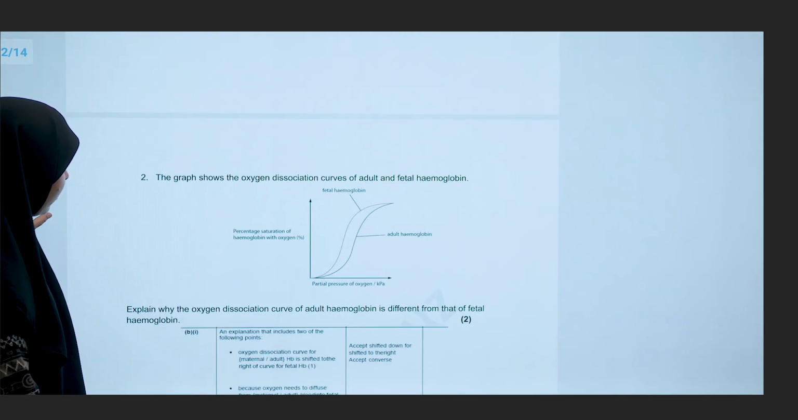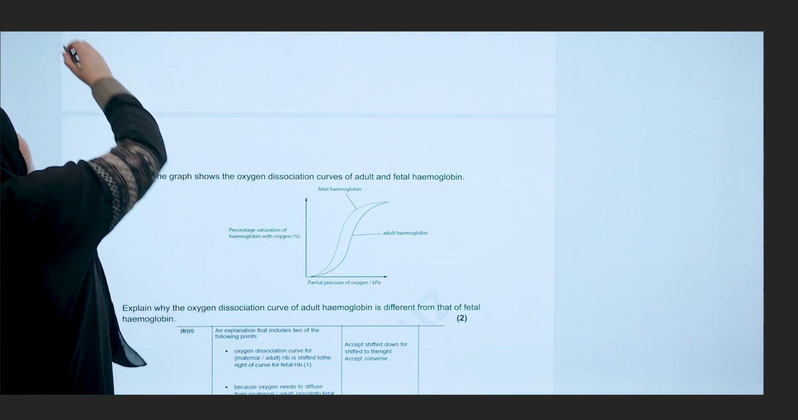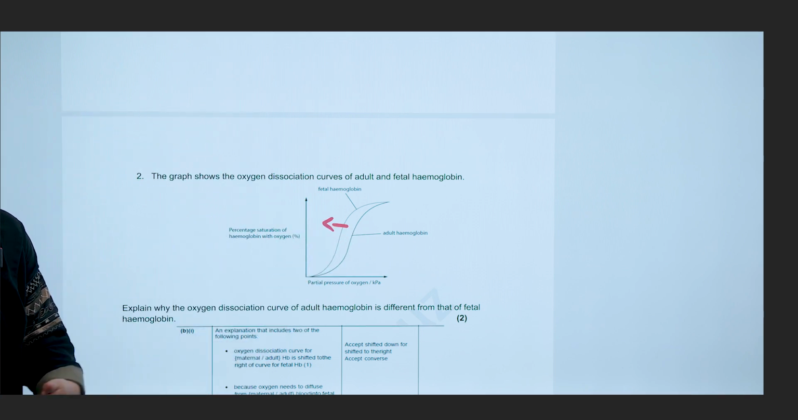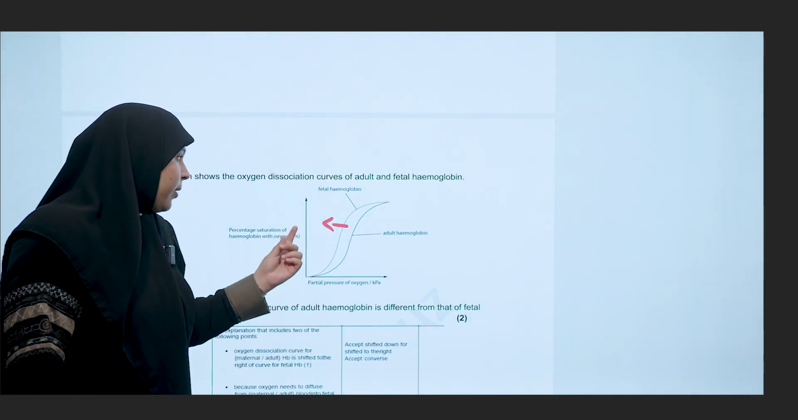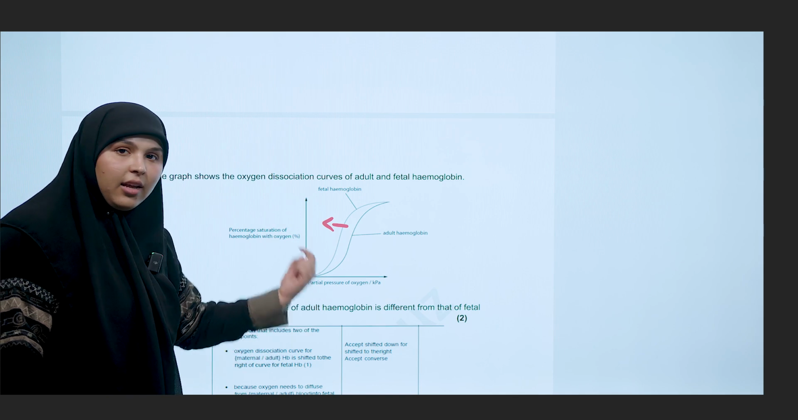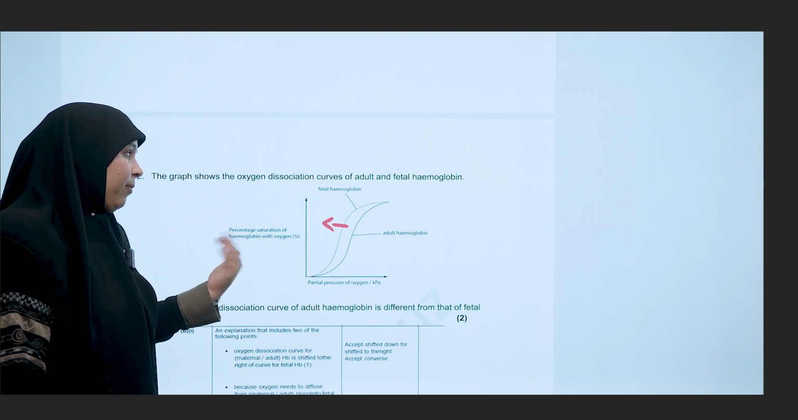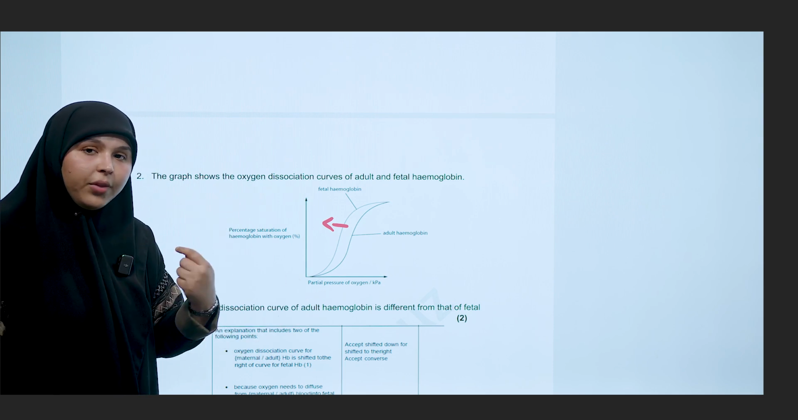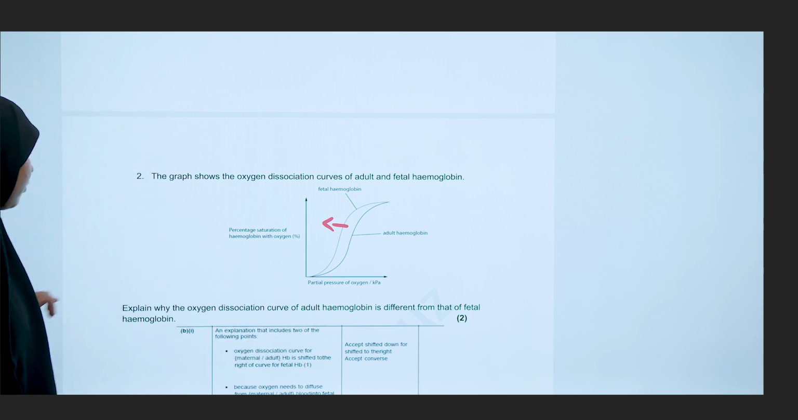So let's go over the second question. The graph shows the oxygen dissociation curves of adult and fetal hemoglobin. As you can see here again, number 1, the fetal hemoglobin lies where? Left or right of the adult hemoglobin? Left. And why is that? Because the fetal hemoglobin has higher affinity for oxygen at lower partial pressure of oxygen. Even if we have less oxygen, it can extract it from the mother's blood. So it can be fully saturated with oxygen at lower partial pressure of oxygen. This is mark number 3. And then why all of this adaptation is important is because it's necessary for the fetus's survival.